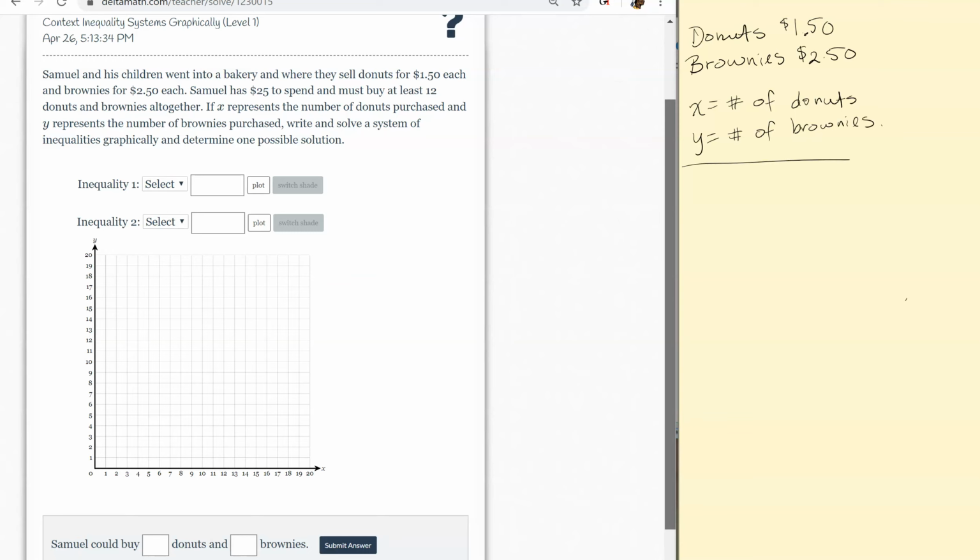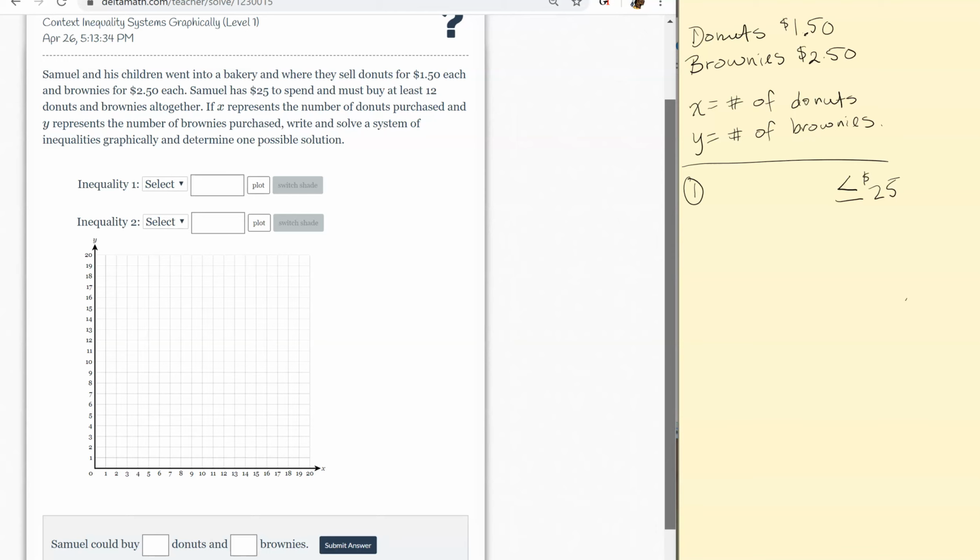Let's take a look at the first piece of information they give us. Samuel has $25 to spend. So this is going to be our first inequality. With the brownies and the donuts together, they're able to spend equal to $25. They can't spend more than $25 because they only have $25, but they can spend less than $25 as well. So that is your inequality symbol, less than or equal to.